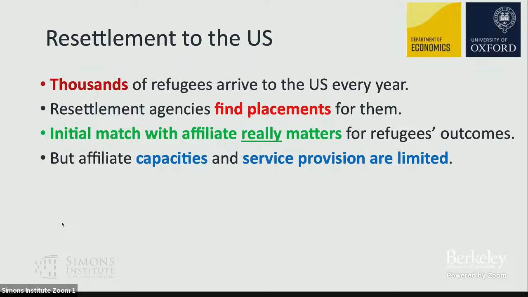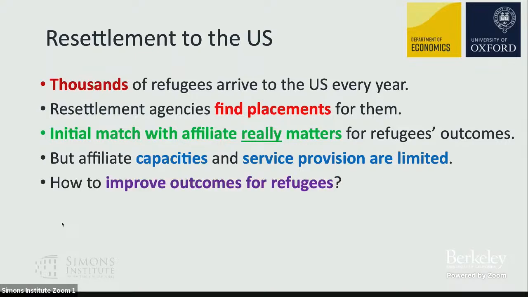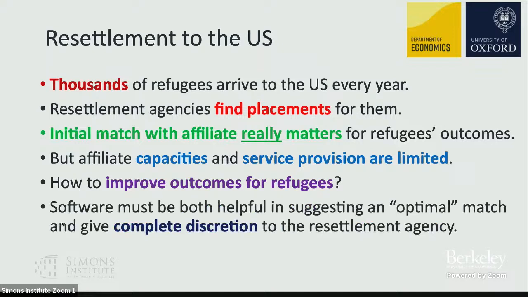So these things are limited. And so the question is, how do you try to set up a sensible objective? And as I'll show you, that's actually been given to us by the US government, and how to optimize or improve the outcomes of refugees within the given capacities.